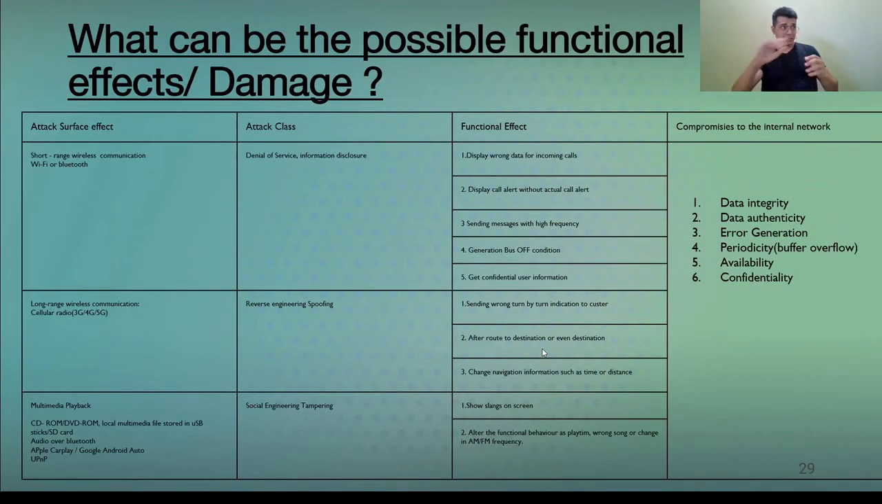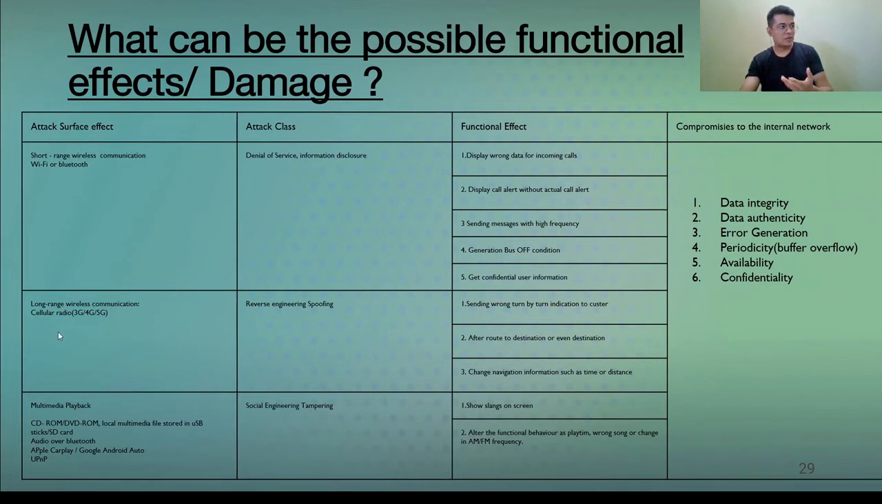Now, corresponding to these attack surfaces and attack classes, if you talk about the damage, which is the functional effect, what could it be? If your Wi-Fi and Bluetooth are compromised, the attacker can display wrong data of incoming calls, display a call alert without an actual call, and send messages at high frequency, so denial of service could be done. Generating a bus-off condition, so your CAN bus will be turned off. Getting confidential user information, so your information could be leaked.